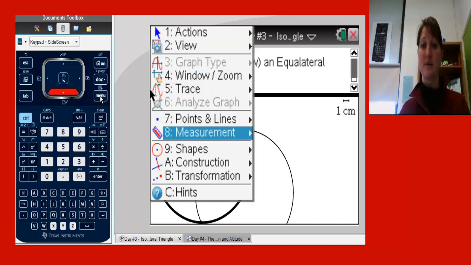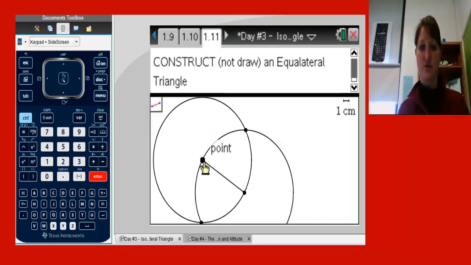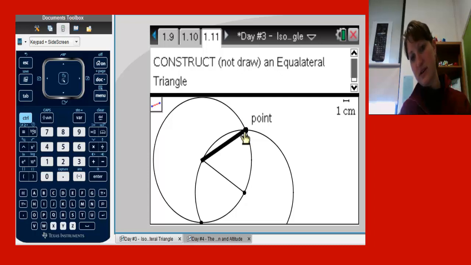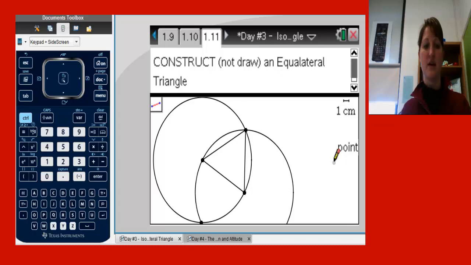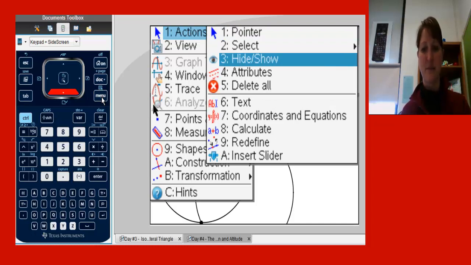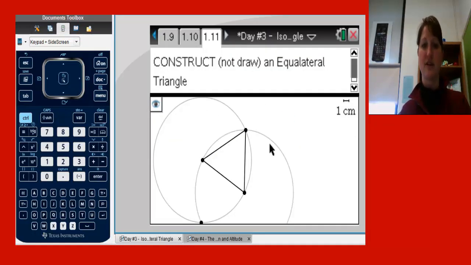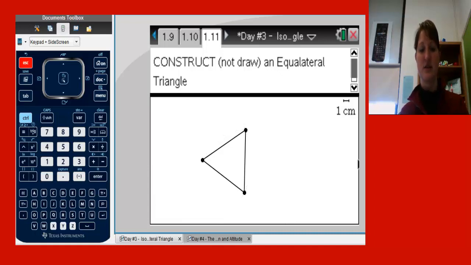So now I'm going to get my segment tool, and I will construct a segment from each of the other endpoints up to the top. So there's my equilateral triangle. Now, the next thing I'm going to do is just hide those circles because I don't need to see them. So I'll go to Hide Show, click on one circle, click on the other, and then I have this point down here that I'm going to hide also. And then just hit Escape, and there's your equilateral triangle.